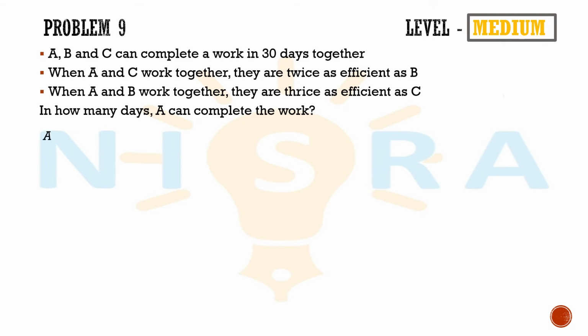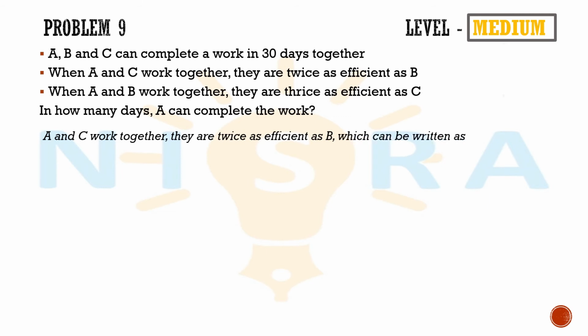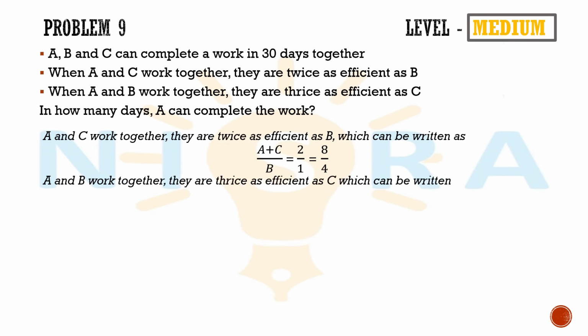So, from the problem statement, we know when A and C work together, they are twice as efficient as B, which can be written as A plus C by B will be equal to 2 by 1, which can be written as 8 by 4. And when A and B work together, they are thrice as efficient as C, which can be written as A plus B divided by C, which is equal to 3 by 1, which can be written as 9 by 3.